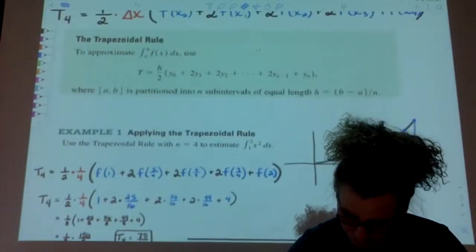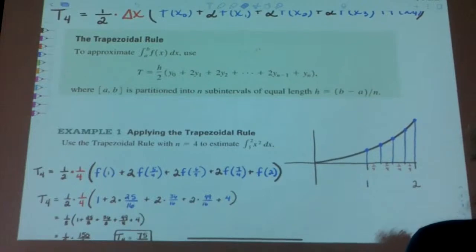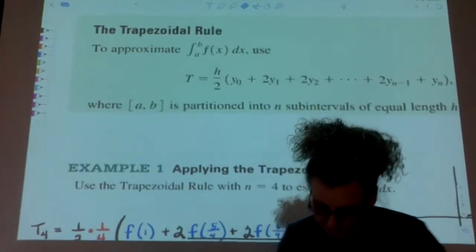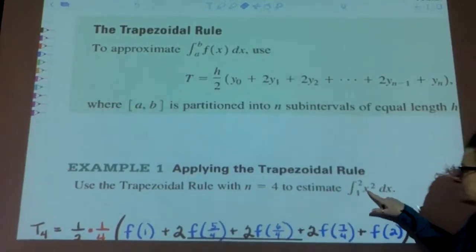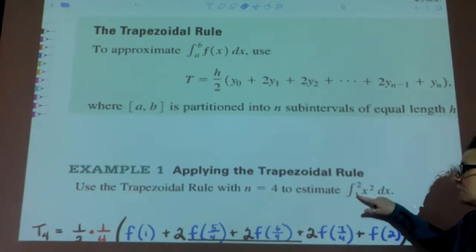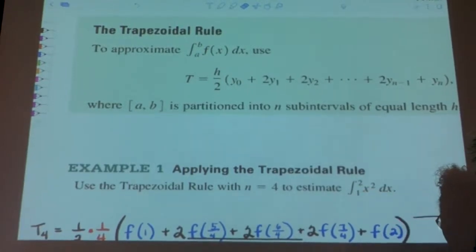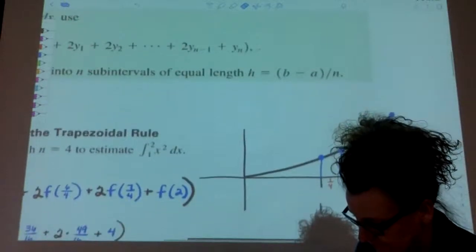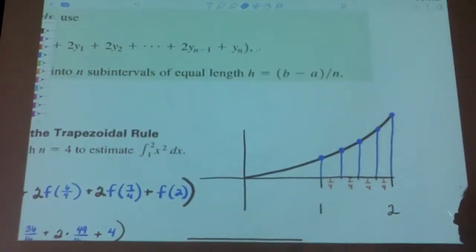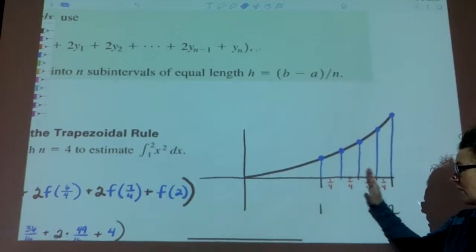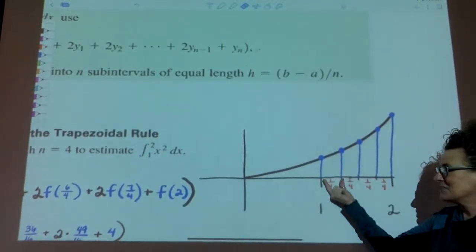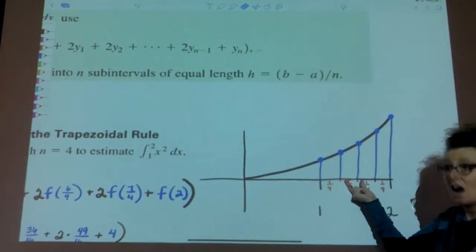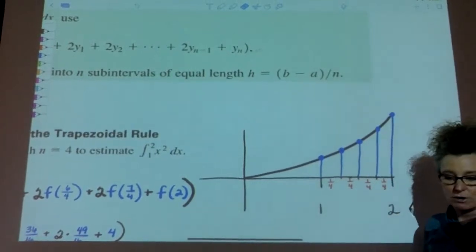Alrighty, we're trying one. It says, okay, let's use 4 trapezoids. We're going to estimate the area under x squared, and we're doing it from 1 to 2 this time. So I drew a picture. It's always good to draw a picture. If you're going to use 4 trapezoids, I would assume that you're going to divide this evenly. And each little delta x, each little height of your trapezoid, is going to be 1/4.